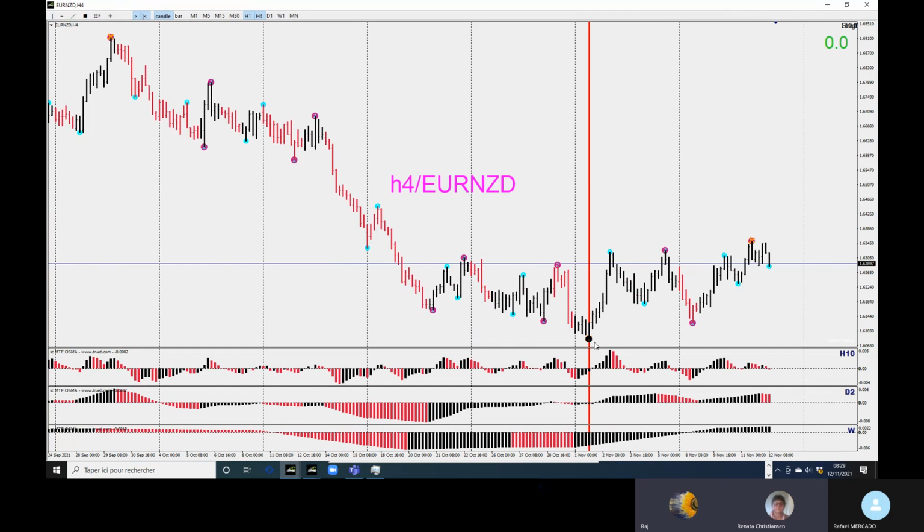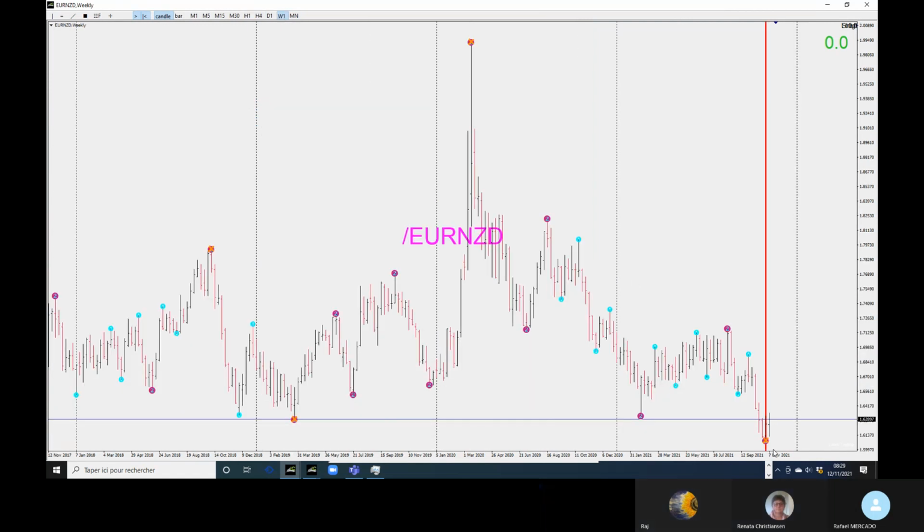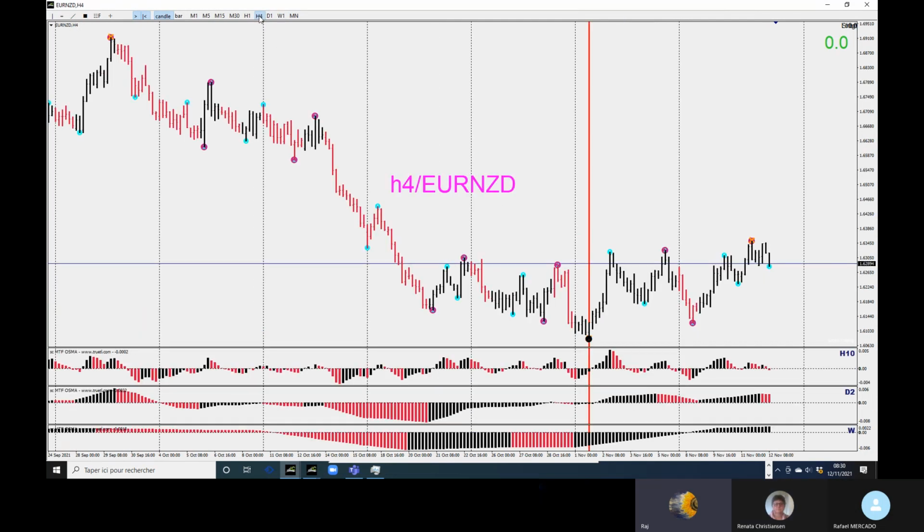You have a weekly ball at the bottom. Direction should be up. Let's look at the weekly. You've got a 3 ball. This ball is a 3 ball. Very good, right? So it's a very good long direction. Now what do we have? We are on the 1 ball on the 4 hour, and the H10 is red, so we don't have a match.